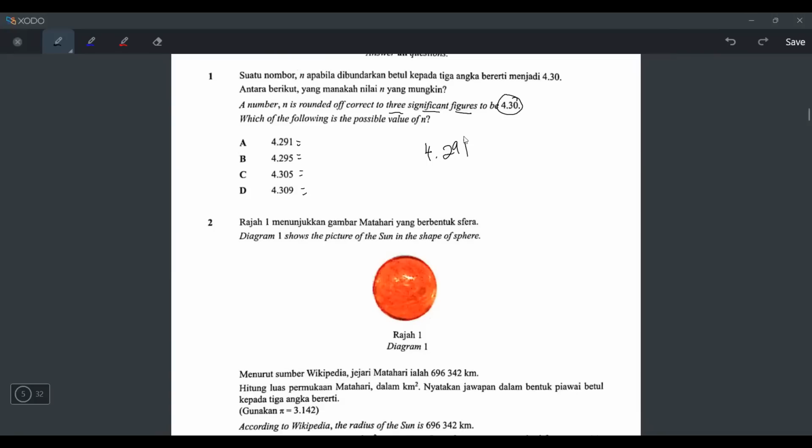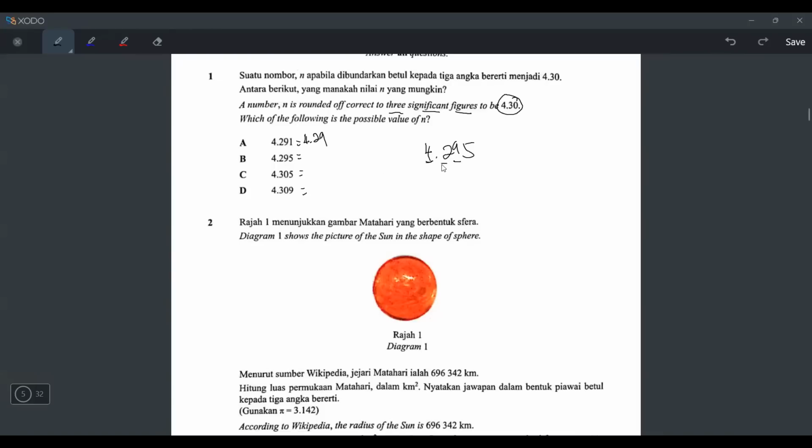4.291. If we want 3 significant figures, we count from left to right, 1, 2, 3, and then erase the number at the back. But before we erase, we have to check whether this number is 5 or more than 5. But 1 is smaller than 5, so I don't have to do anything. So this is the answer after you round off to 3 significant figures. Let's go to the next option.